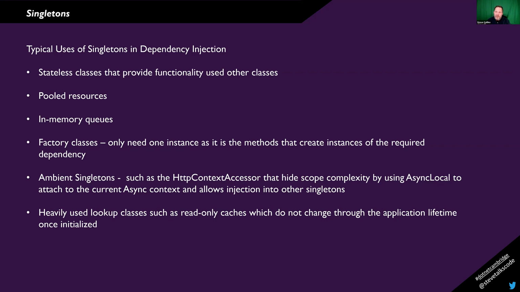Factory classes I'll talk about later, but typically these are created once, and then their methods are called to create shorter-lived instances of some other dependency on an ad hoc basis when they're required. You may have come across an ambient singleton, which hides the complexity of accessing shorter-lived objects. Now, the thing you may be familiar with is the HTTP context accessor in ASP.NET Core, and that uses async local storage under the bonnet to avoid the captured dependency problem.